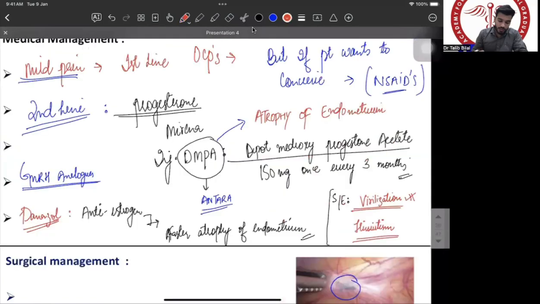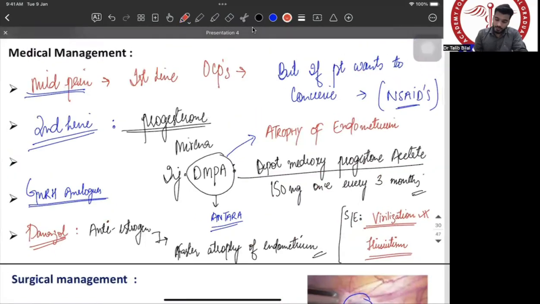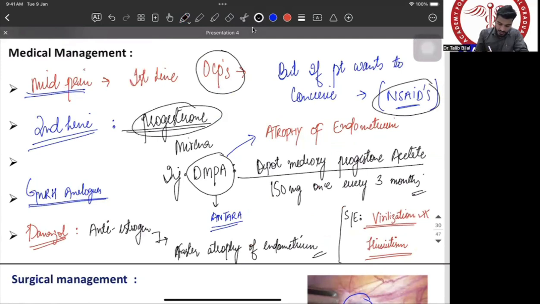So that was about medical management. In medical management, remember, first is OCPs, NSAIDs, progesterone, GnRH analogs like nafarelin, goserelin, and danazol having an anti-estrogenic action. And we should go for more medical management because the patient is usually young, and the family might not be completed. So medical management more.